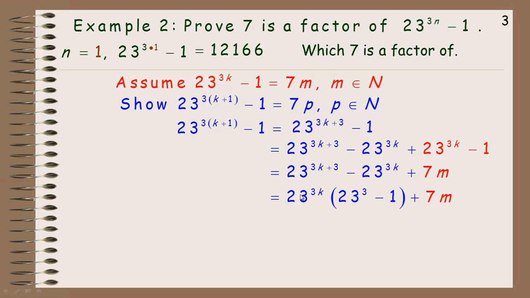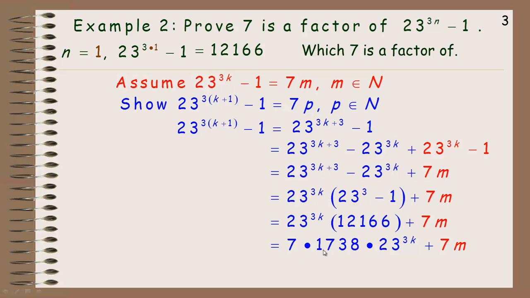You can always check factoring by expanding. If I multiply these together, the base is the same, 3k plus 3 gives me that exponent, and of course 23 to the 3k minus 1 gives me 23 to the 3k minus 1. Now, 23 cubed minus 1 might look familiar. That's what we had up here. That was 12,166, so that's equal to 12,166.